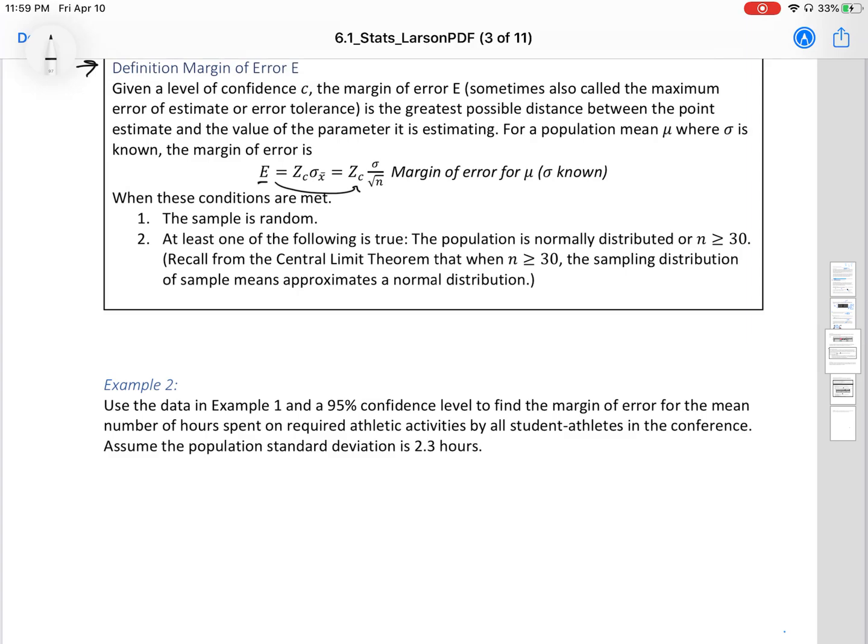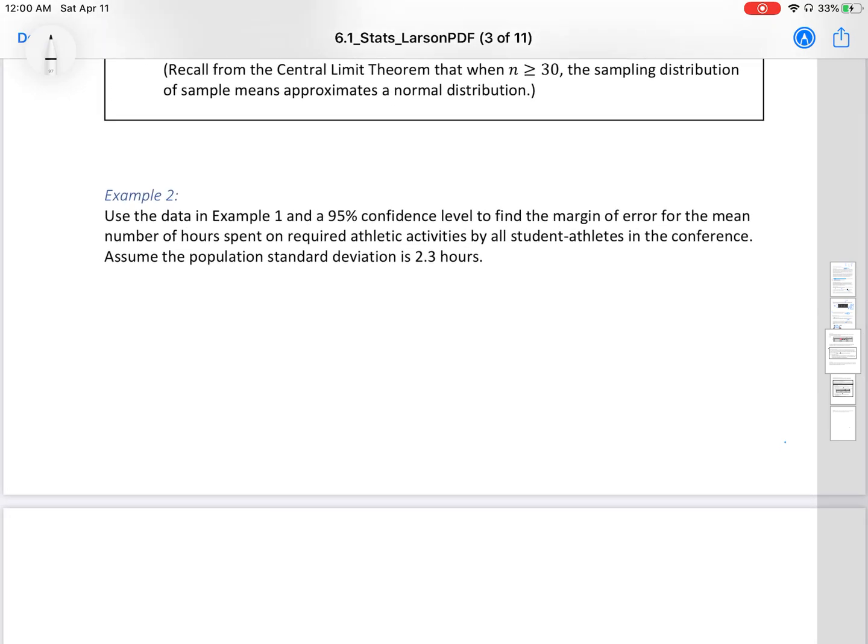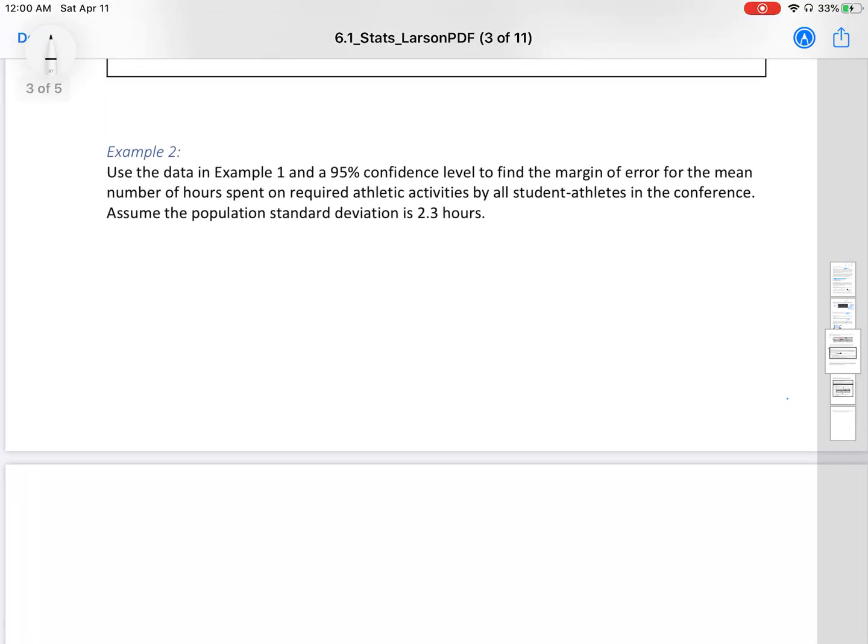And these two conditions must be met. The sample is random, and we must have at least 30, or we must be told that it's normally distributed. Example 2. Use the sample data in example 1 and find a 95% confidence level to find the margin of error for the mean number of hours spent on required athletic activities by all student athletes in the conference. Assume the population standard deviation is 2.3 hours.